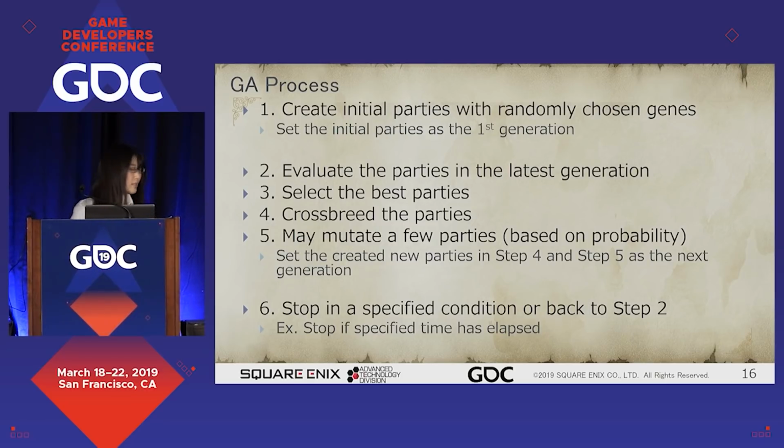Now, let's see the process of GA. After the initialization, we evaluate the parties, we select the best parties, we crossbreed them, and mutate a few of them. This process is done for each generation. And after specified conditions have been reached or a specified time has elapsed, the algorithm stops. From here, I'll explain them step by step.